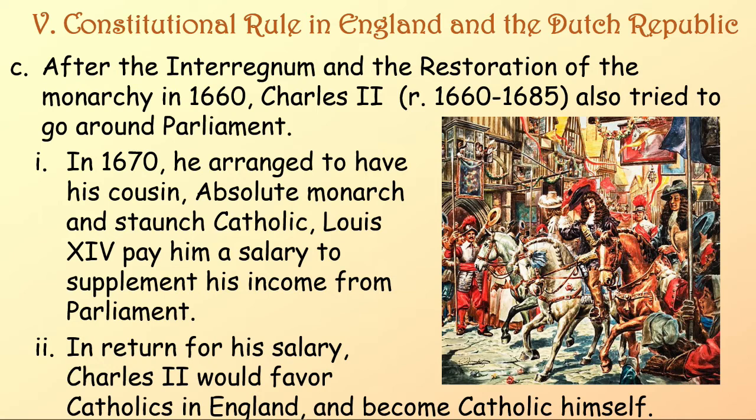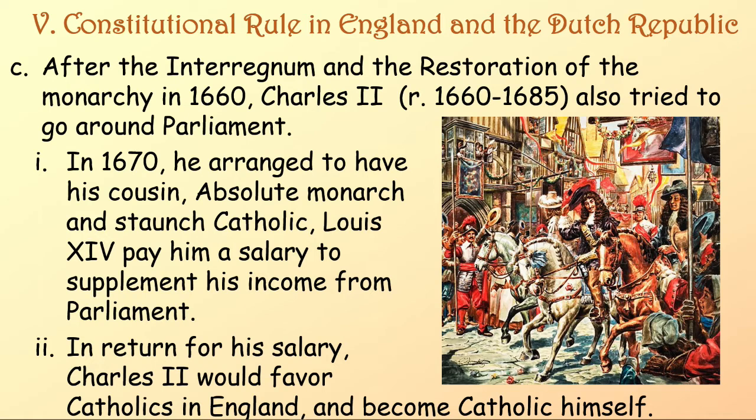After the interregnum, a period of time when England had no king because they had killed him, and the restoration of the monarchy in 1660, Charles II, who reigned from 1660 to 1685, also tried to go around Parliament.